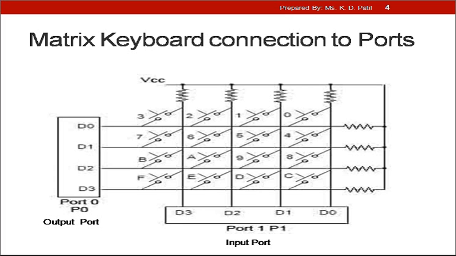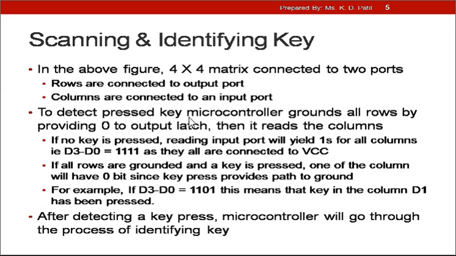When the 8051 microcontroller wants to detect a key, it grounds all the rows by providing 0 to the output latch and then it reads the columns. If no key is pressed, the input port will have a value of 1 for all the columns, that is, from D3 to D0 we will get 1 1 1 1 as they are all connected to VCC.